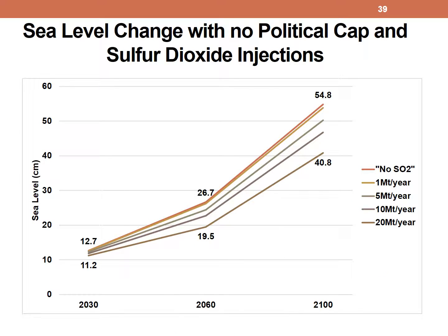This is the sea level change with no political cap and sulfur dioxide injections. Again, these are conservative numbers, but sea level rise can go all the way up to 54 centimeters of an increase from pre-industrial sea levels.